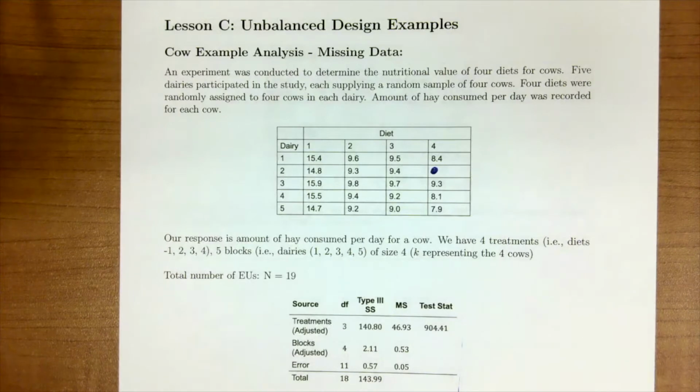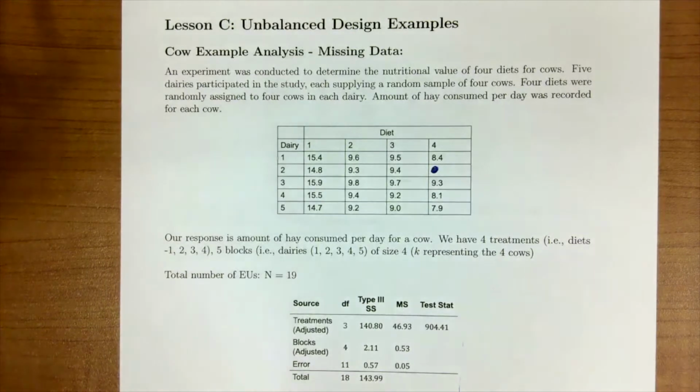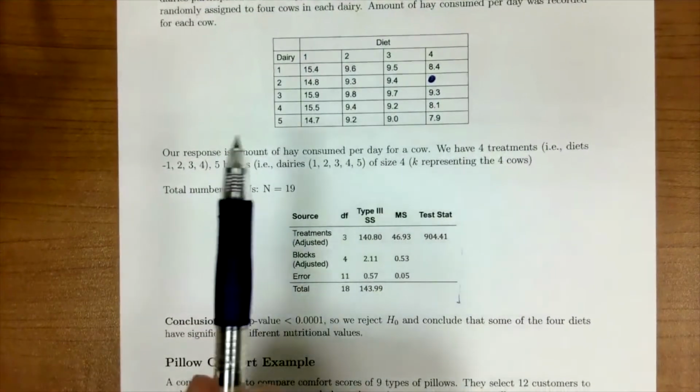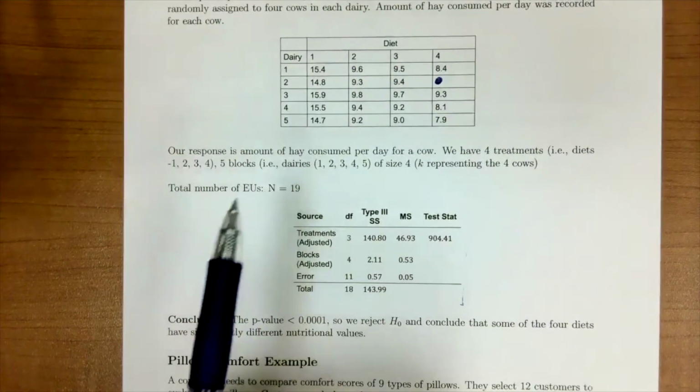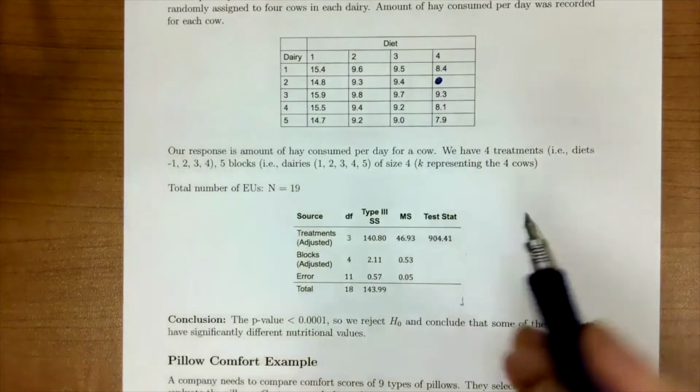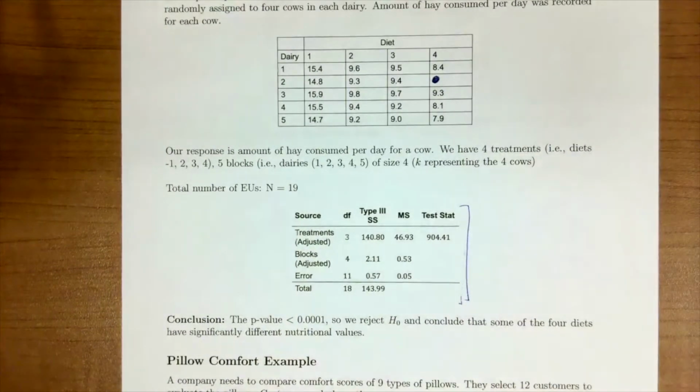With our cow example, just recall that we are looking at comparing 4 diets from 4 cows from 5 different dairies. Our total number of EUs is 19. Let's now go to our software to figure out how we get this ANOVA table.